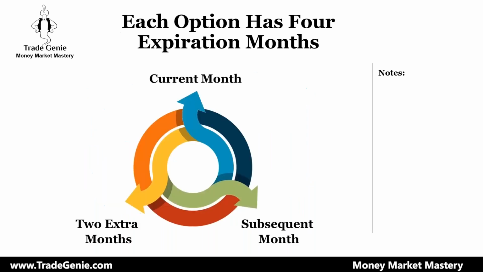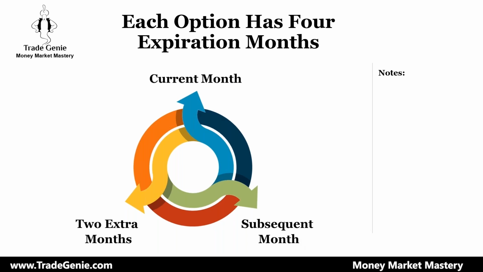So things like that. Each option, if you open your chain on any stock, you will see it has 4 expiration months. Each option has at least 4 expiration months listed. One is called the current month, the second is called the subsequent month, and then they add 2 extra months. So there are 4. If the current month is August, the subsequent month is September, and then there will be 2 extra months attached to that option chain.